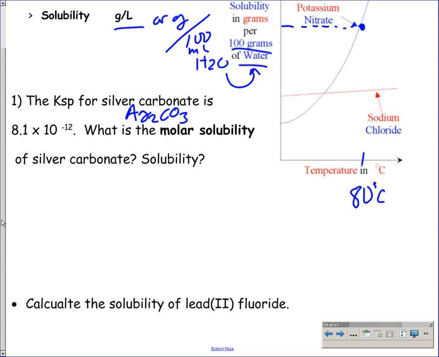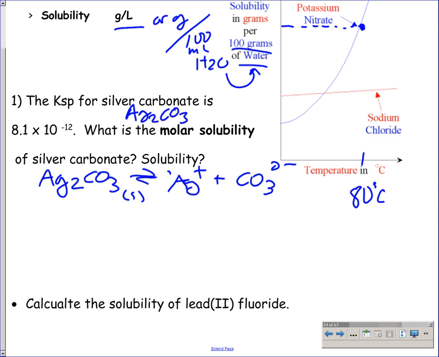Ag2CO3. All right, so for the first step, always write down the equilibrium and then the Ksp. So the equilibrium is Ag2CO3 equilibrates to what? What ions are forming here? Ag+, just one plus, and CO3 2-. How many Ags? Two of them, because we have a 2 subscript there.